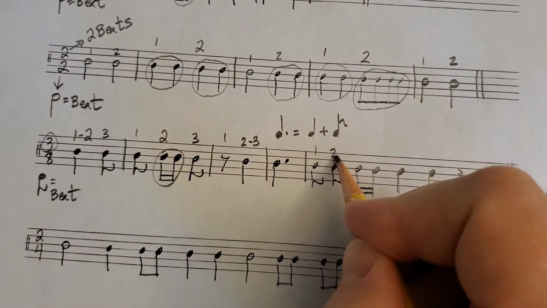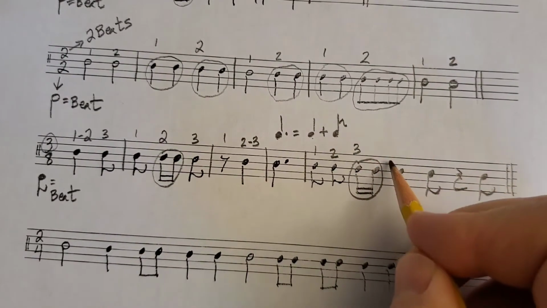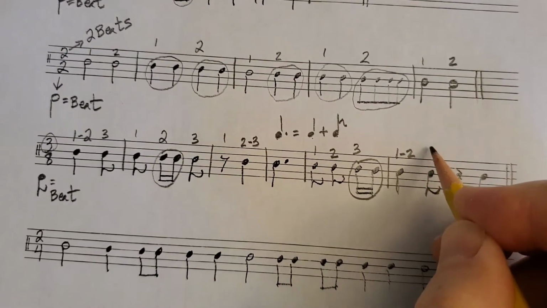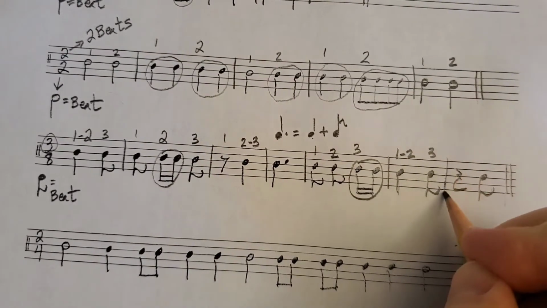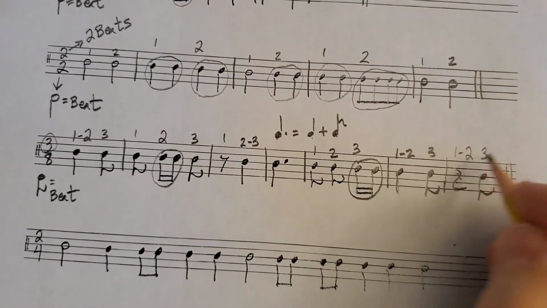1, 2, 2 16th notes would be beat 3. And then this is 1, 2. Here's your third beat. This is a quarter rest, which gets 2 beats of silence. And then here's beat 3.